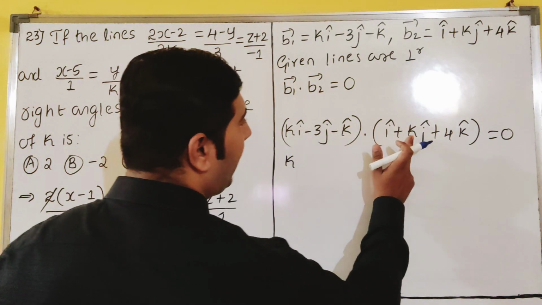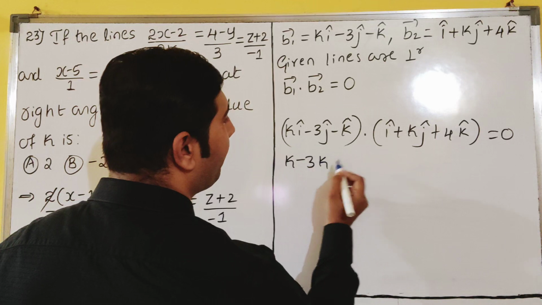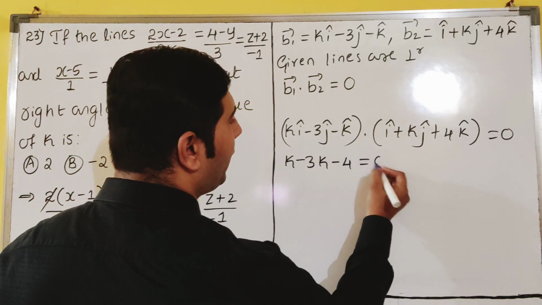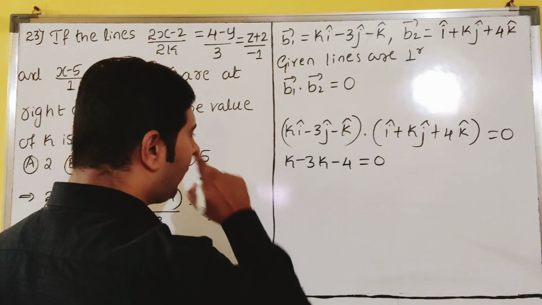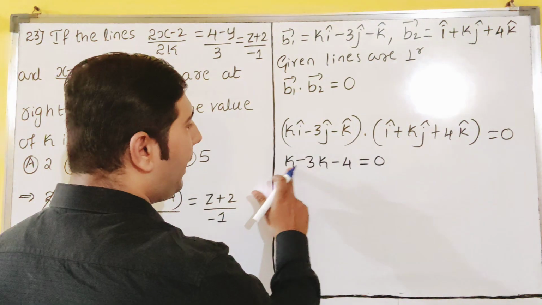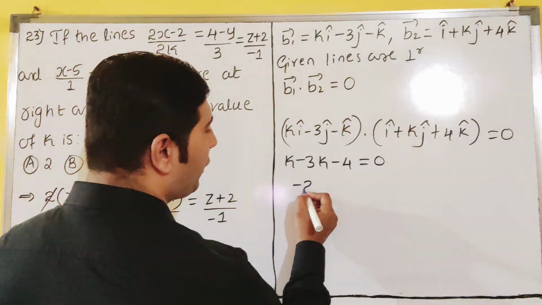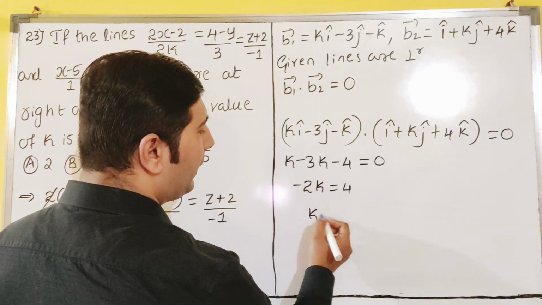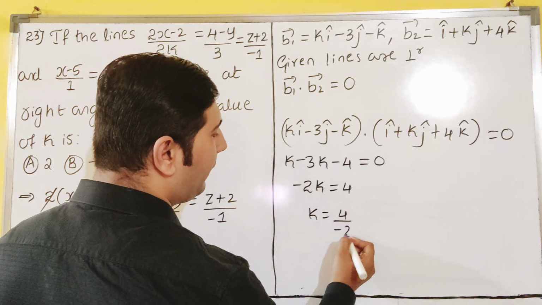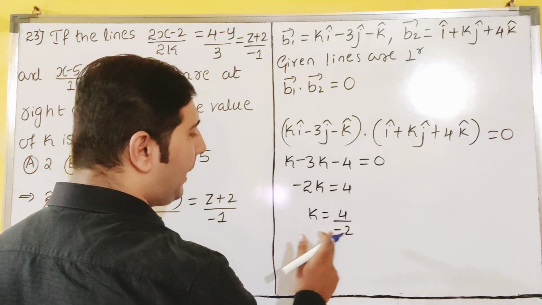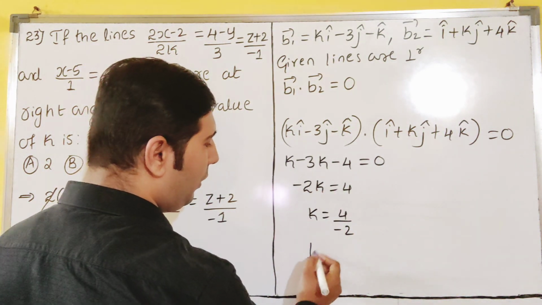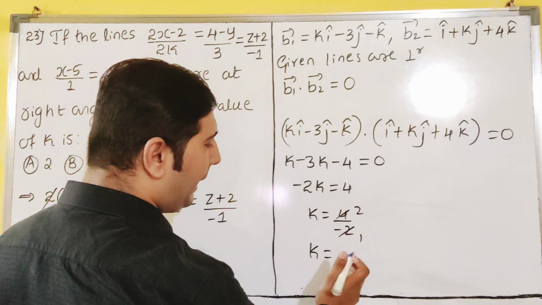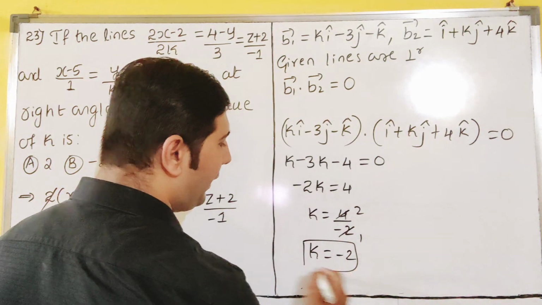Only i to i. So minus 3 into k, minus 3k. So minus into 4, minus 4, is equal to 0. Understood everyone? k to k I multiplied. k minus 3k is how much? Minus 2k. So minus 4 you take to that side, plus 4. k is equal to 4 by minus 2. So 2 ones are 2, 2 twos are 4. So how much will you get? 2 by minus 1 means minus 2. The k value is minus 2.